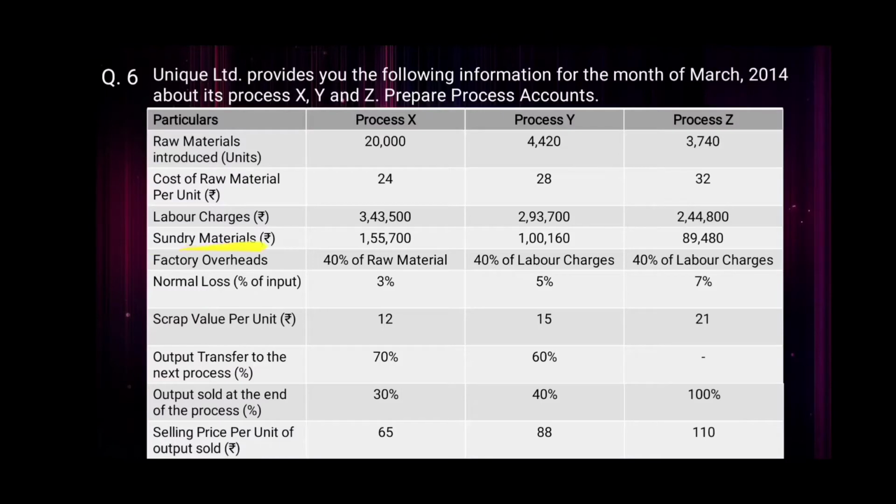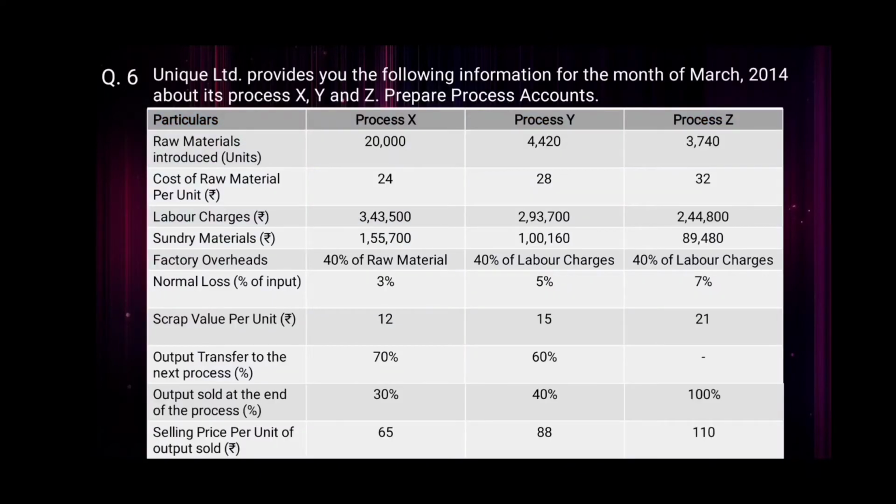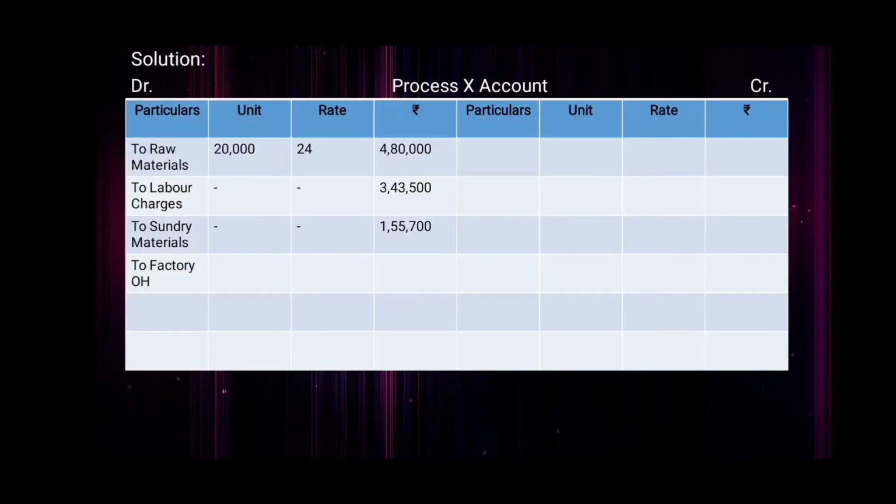Next, sundry materials is given as 1,55,700 for process X. So we'll record it. To sundry material amount will be 1,55,700. Now factory overheads is given as 40% of raw material. So to factory overheads 40% of raw material, that is 4,80,000, will be rupees 1,92,000.